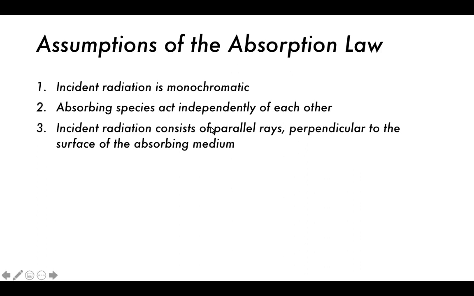So incident radiation consists of parallel rays. That's what the collimator is for, so that all of the rays are passing through the sample and can be picked up at the other side in the same position. This means they're going to be perpendicular to the surface of the absorbing medium, coming in at right angles, so the wall of the cuvette and the beam of light coming in can be described as being 90 degrees rotated from each other.